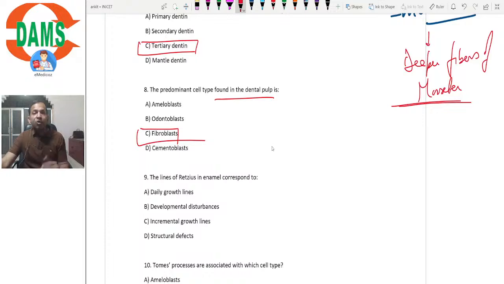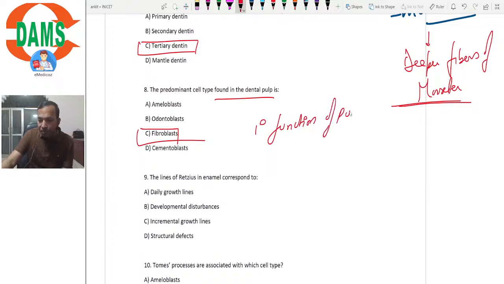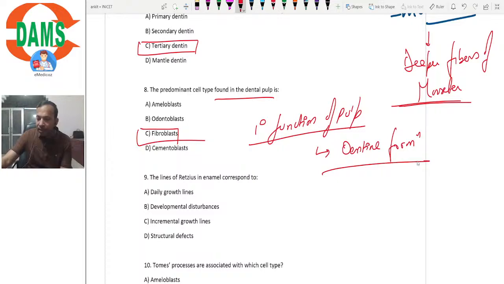But if asked what is the primary function of pulp, then please don't answer nutrition or collagen formation or some other absurd answer. Please say that its primary function is to form dentine, right? Dentine formation is the primary purpose of the pulp, and for that reason sometimes it is called the pulp dentine complex, right?